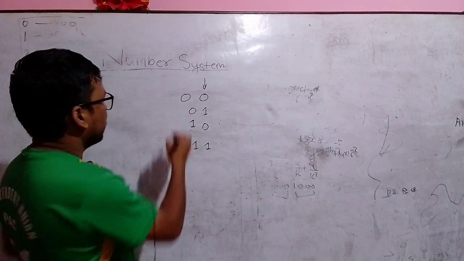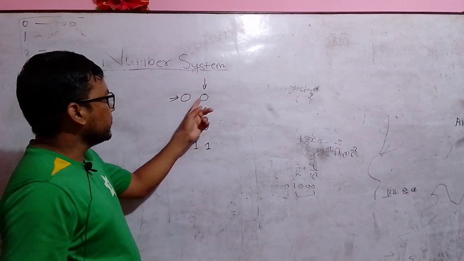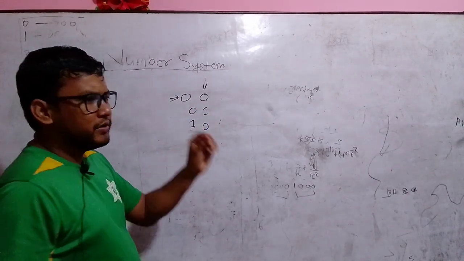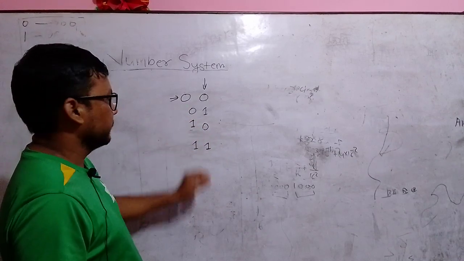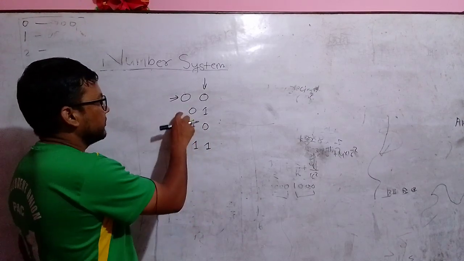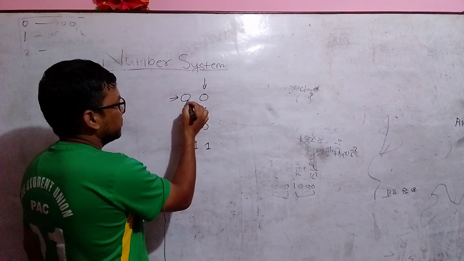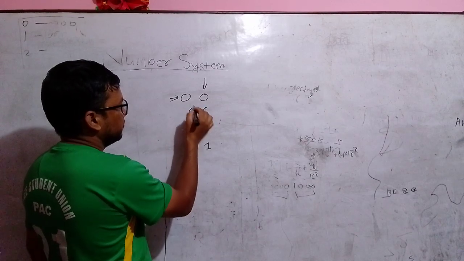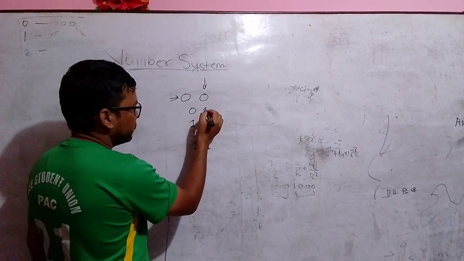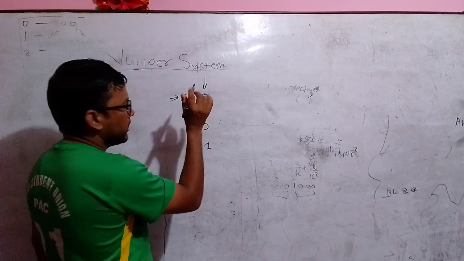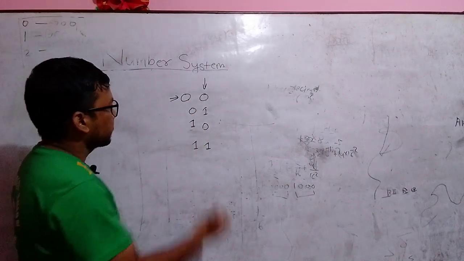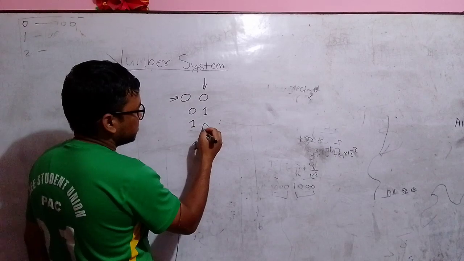Now our current position is 0. We need to change 0 to 1. If we change from 0 to 1, then we don't need to change the remaining digits. What are the remaining digits? The remaining digit is 0. If we are converting 0 to 1, that 0 which is here, we don't need to change it. Now 1 is converted into 0.